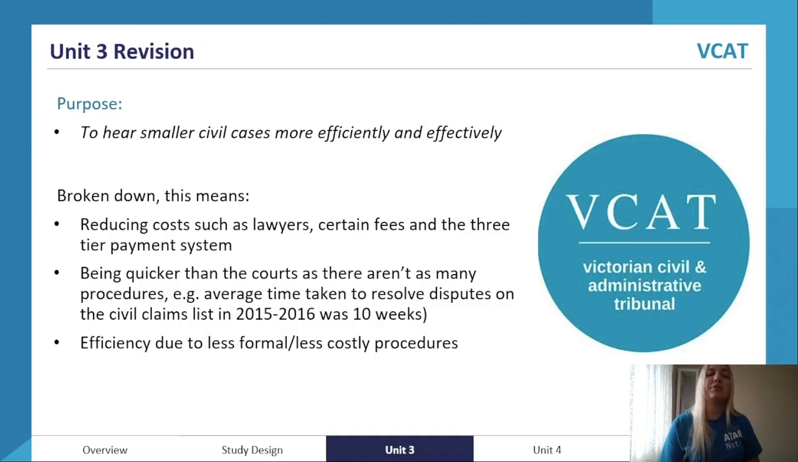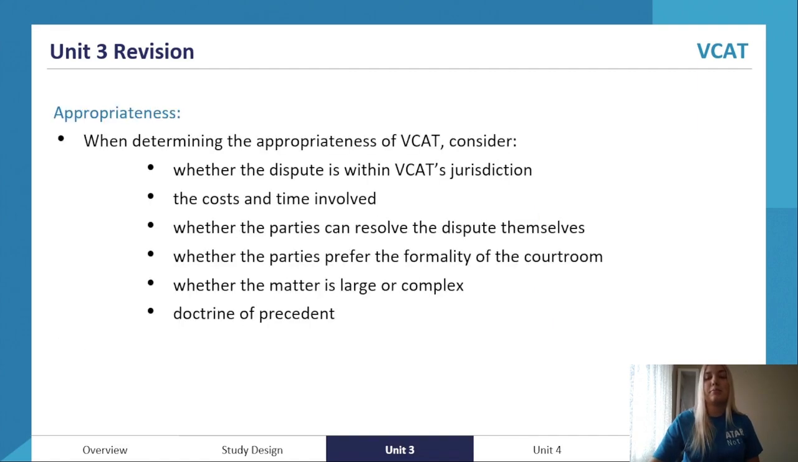For instance, in some of the lists, which detail some of the claims, in the civil claims list, 10 weeks was the average time to resolution, whereas in the magistrate's court, as an alternative, a civil claim may take up to 6 months to a year to be heard and resolved. It's also less formal than the courts, quicker, less costly, more efficient. But they're an alternative to courts that also provides a legally binding decision.